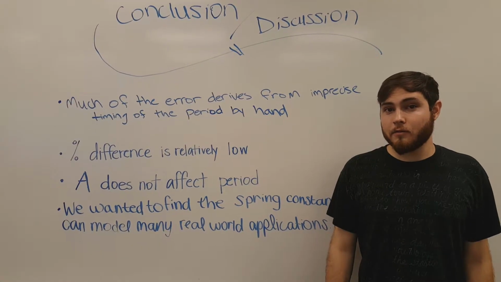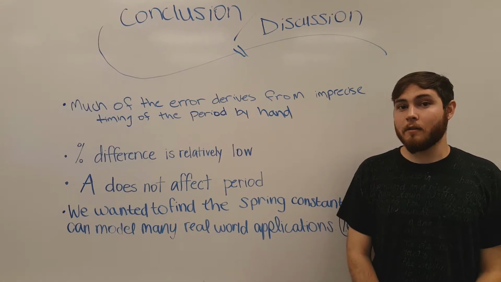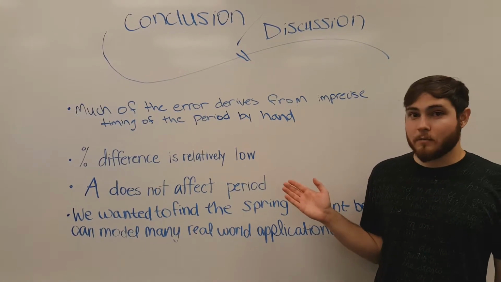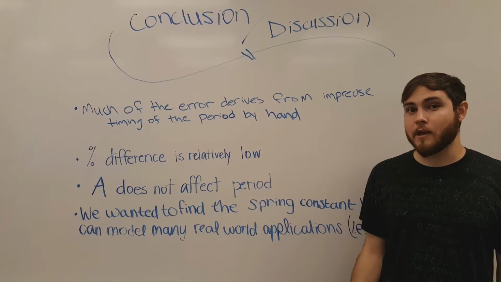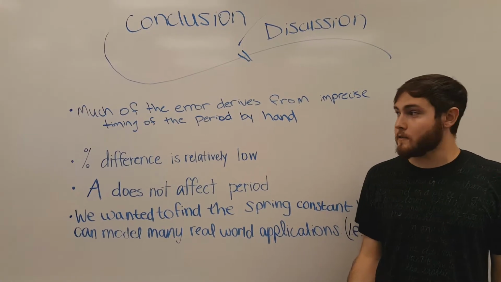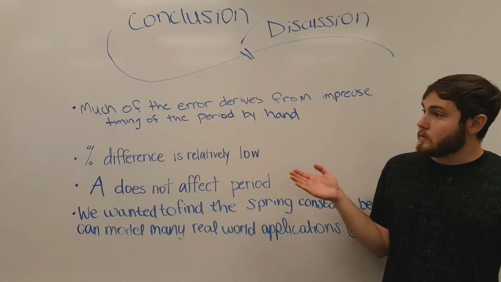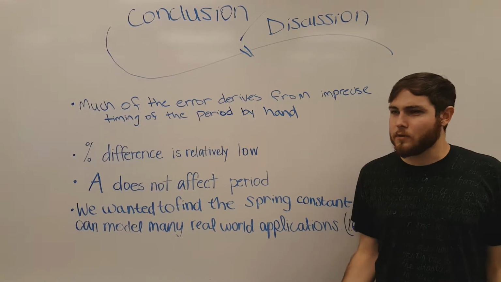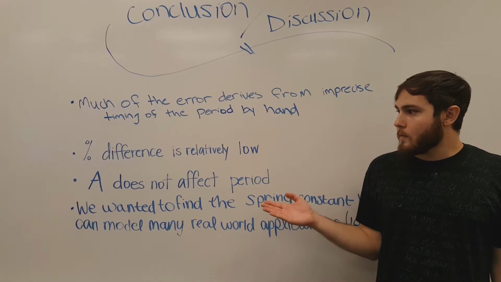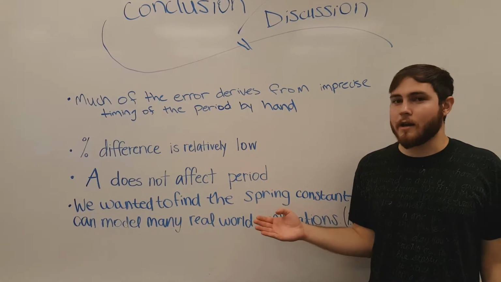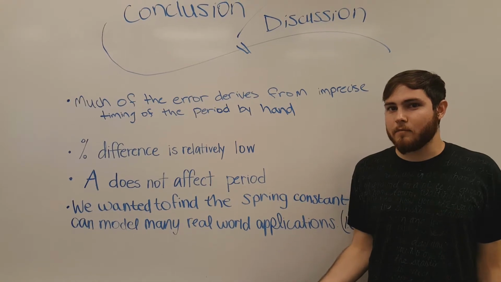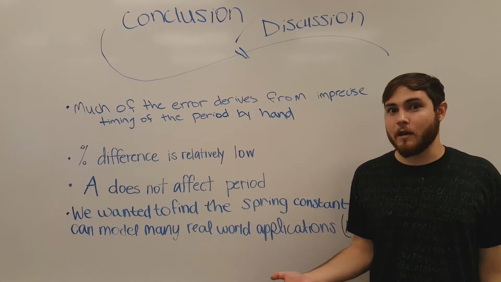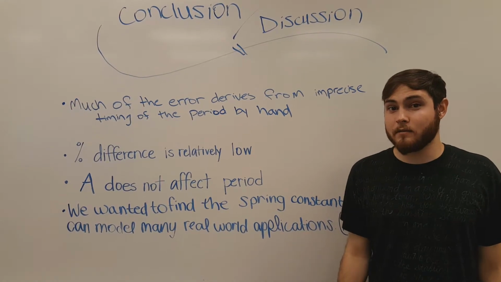So in conclusion, we expect that most of the error from our experiment is derived from the fact that as humans, we don't have the best reaction time and we can't stop a timer exactly when we see something. So it makes our values for the simple harmonic motion a little bit skewed. And for the percent difference, it's actually not really that bad. A 12.8% difference, for the fact that we're timing by hand, is not that bad.